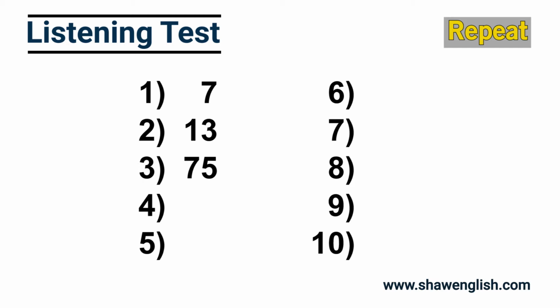Number 4, 20. Okay, you should write this, 20. And number 5, 19. Okay, looks like this. And number 6, 66. Okay, so this is 66. Number 7, 33. Okay, you should write 33.